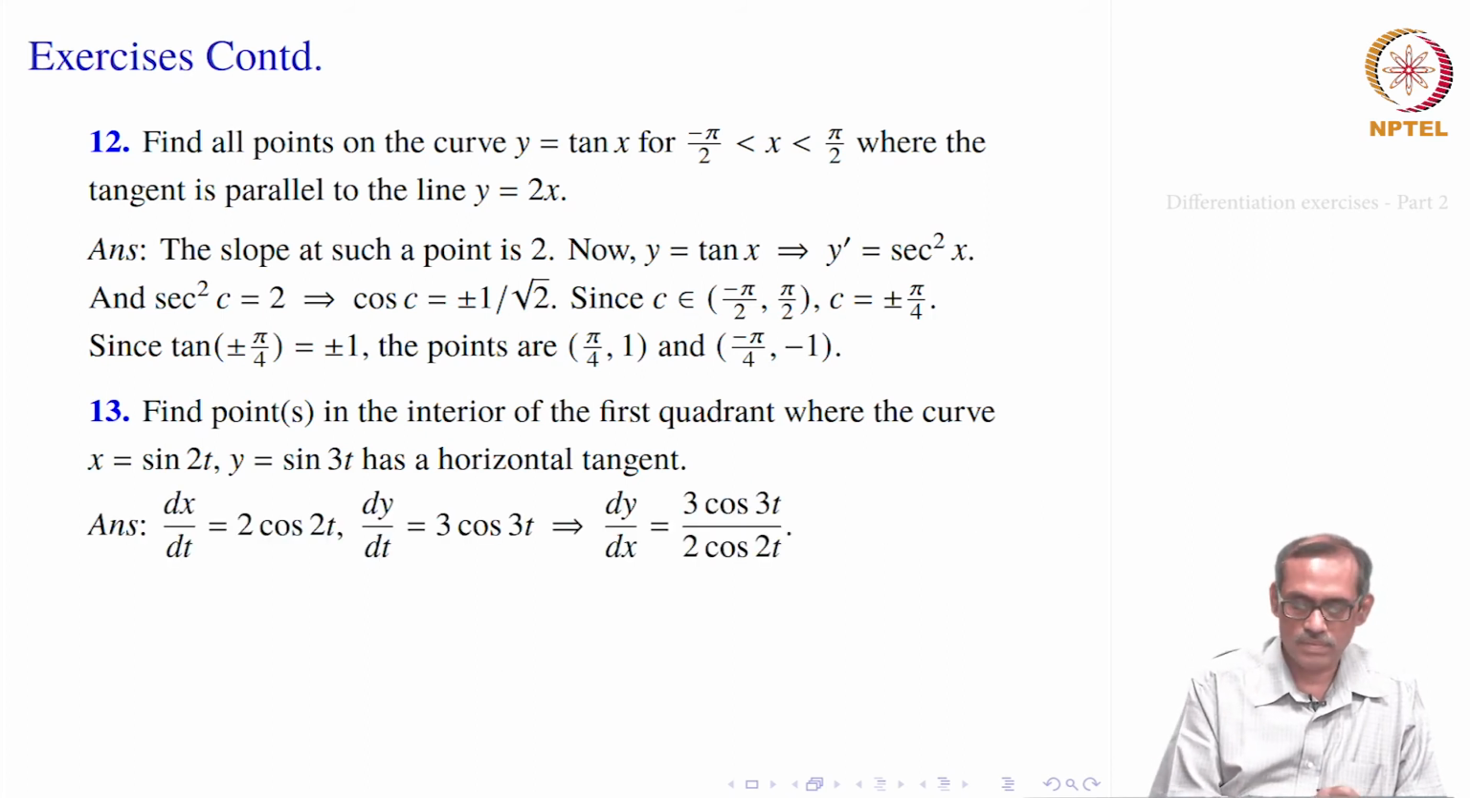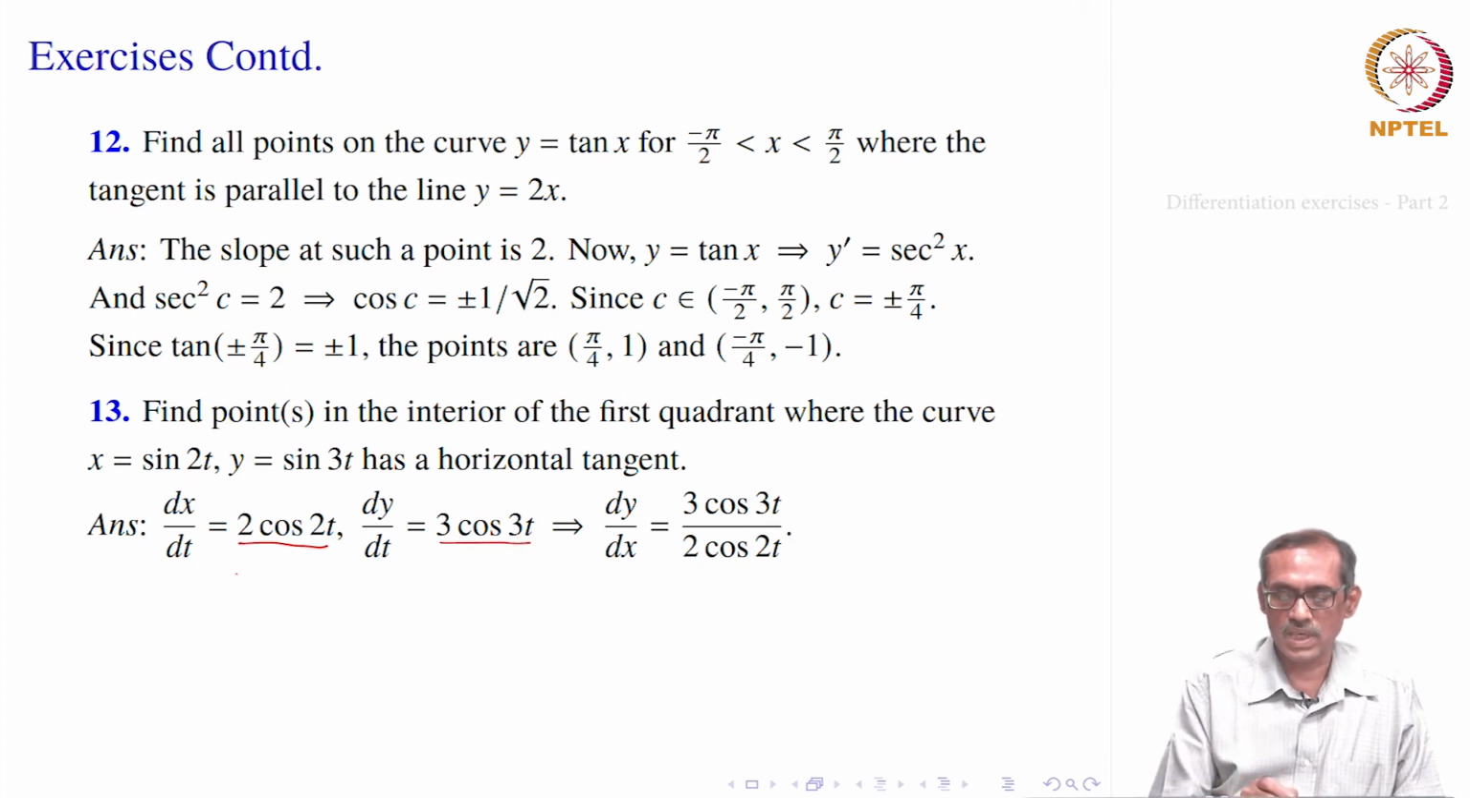So, we will find the slope. Let us say first it is given parametrically. So, dx by dt is 2 cosine 2t, sin 2t gives cosine 2t and 2t gives 2, dy by dt equal to sin 3t differentiation, that gives cos 3t, 3t with respect to t, that gives 3. So, 3 cosine 3t. So, this gives dy by dx as 3 cosine 3t divided by 2 cosine 2t, right. So, this is the slope at the point t.